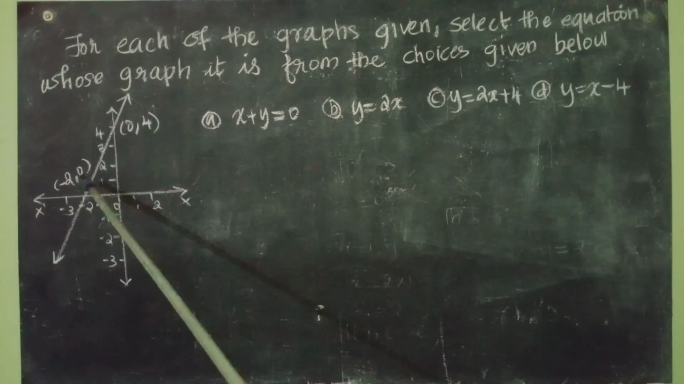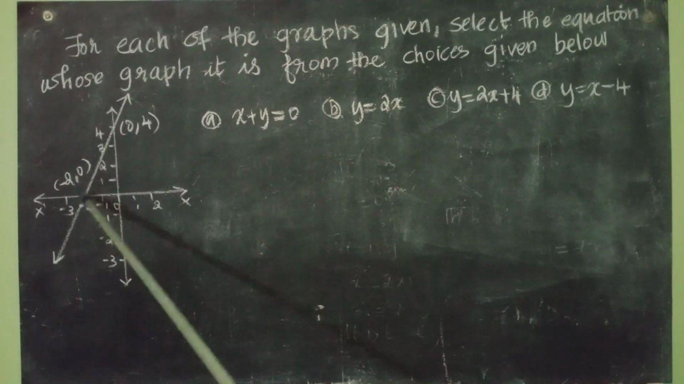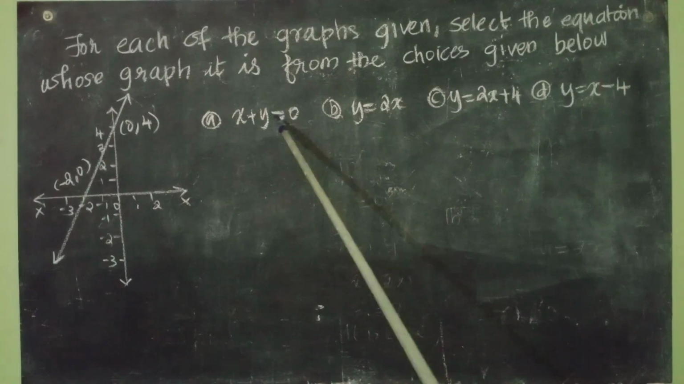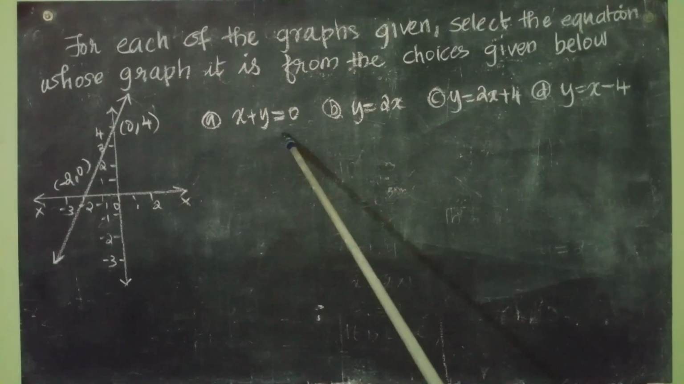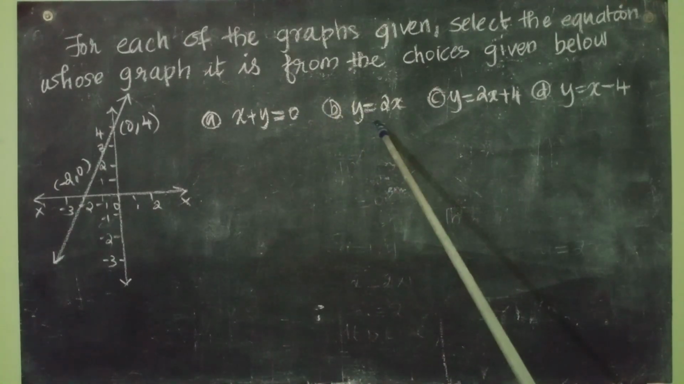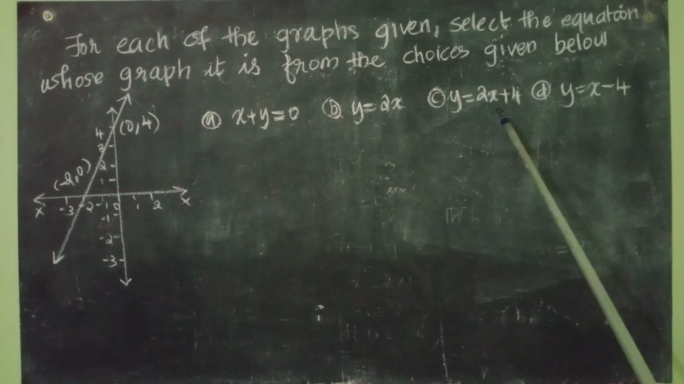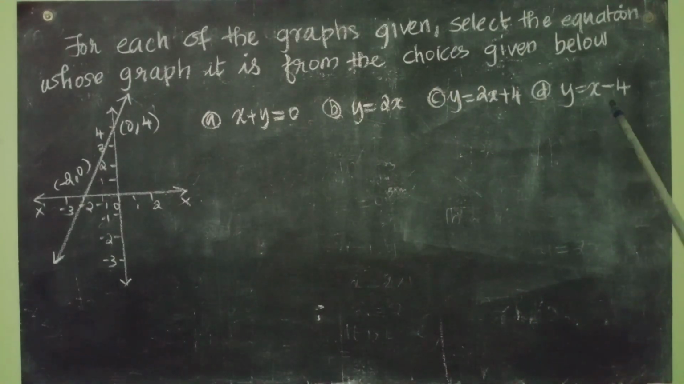The second graph is given with the solutions minus 2, 0 and 0, 4. Here the equations are given. The first equation is x plus y equal to 0. Second equation, y equal to 2x. Third equation, y equal to 2x plus 4. Fourth equation, y equal to x minus 4.